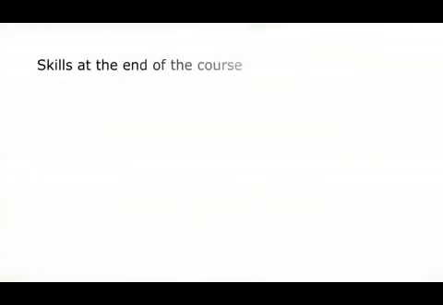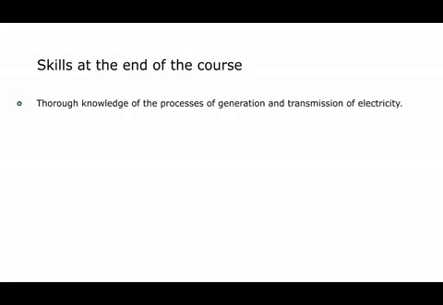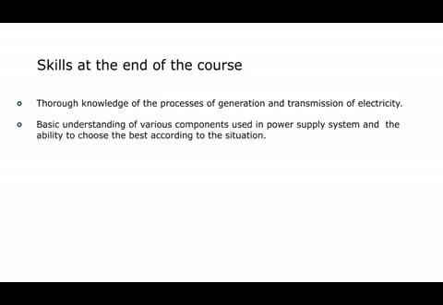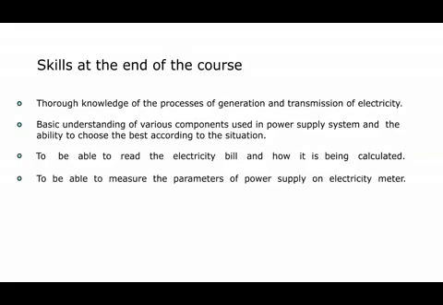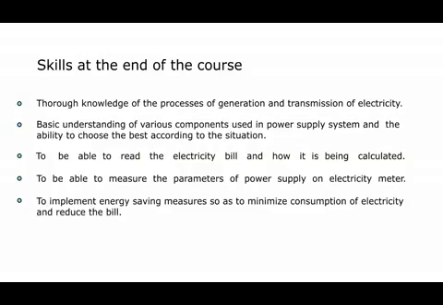In the first session, Basics of Power Supply System, that is generation, transmission and distribution, the GTD chain, will be explained. At the end of the course, you will have a thorough knowledge of electricity generation and transmission processes. You will have a basic understanding of various components used in various supply systems and the ability to choose the best according to the situation. You will also be able to read the electricity bill and how it is calculated, and how to measure the parameters of power supply on an electricity meter. Importantly, you will learn to implement energy saving measures so as to minimize consumption of electricity and reduce the bill.